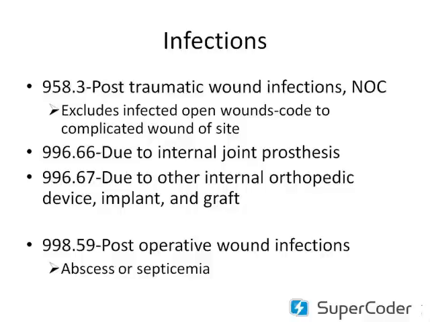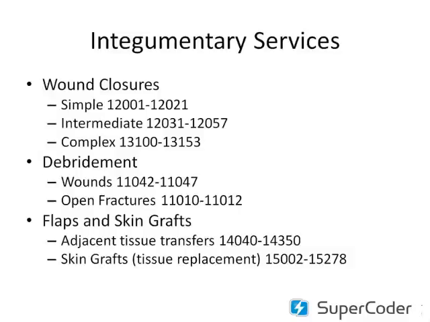On slide number 6, I've listed the codes related to the integumentary system. And we do use these codes in orthopedics. Wound closures, there are 3 kinds of wound closures, simple, intermediate, or complex. And it is coded by the type of wound closure and then the size.